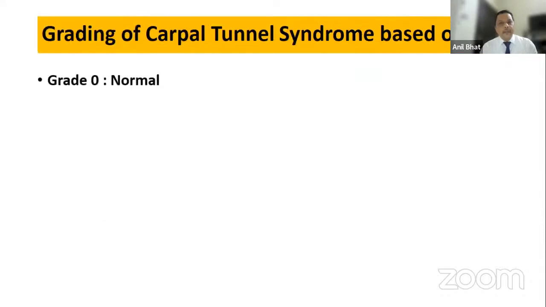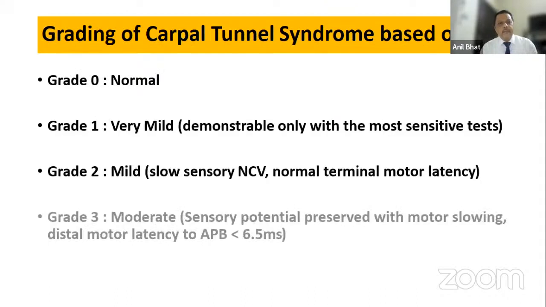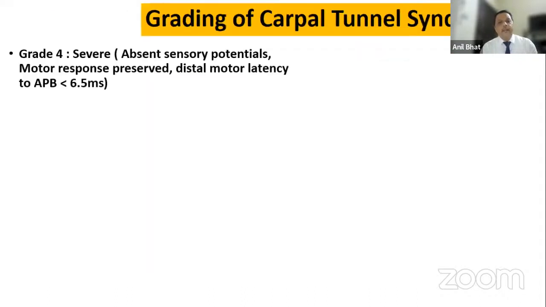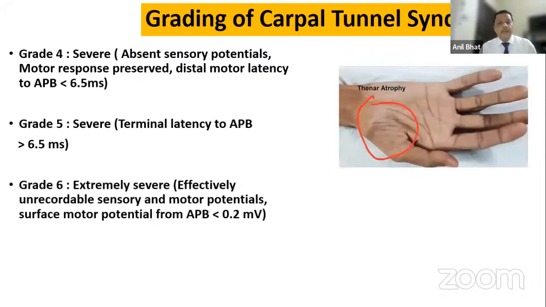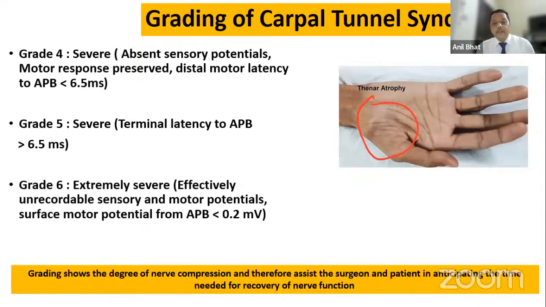And when you do NCV, they send you reports with grades. Okay, grade 0, grade 1, very mild, moderate, severe, and very severe. Okay, this is what the NCV report comes as. But why is this important? It's only because it lets you see the degree of compression and then tell the patient how it will go.